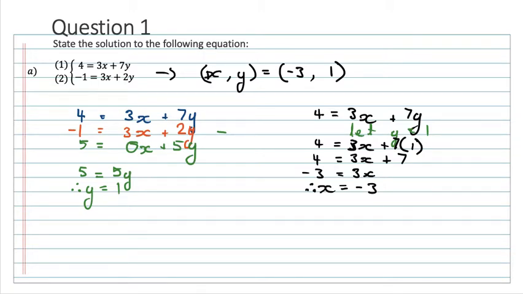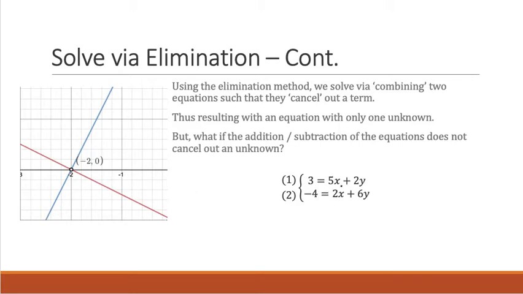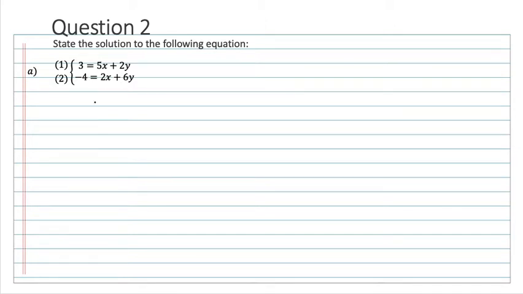But notice in this equation, we've got 3x and 3x, so a common 3x there. What happens if we don't have variables that are the same? What happens if we've got something like 5x and 2x? Well, what we need to do is some scaling or factoring of the equation. So consider 3 equals 5x plus 2y, and then negative 4 equals 2x plus 6y.